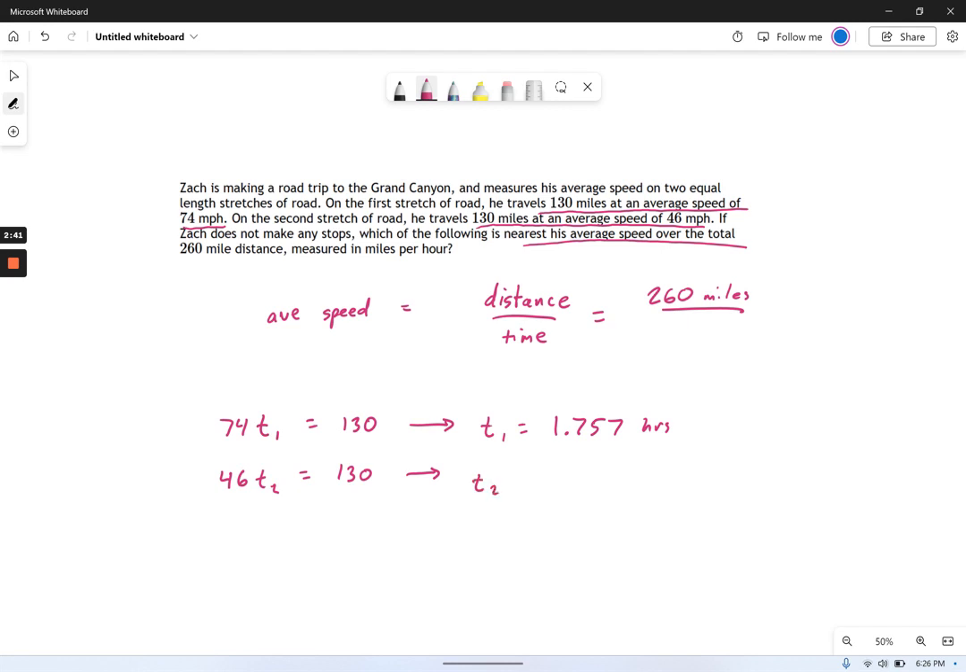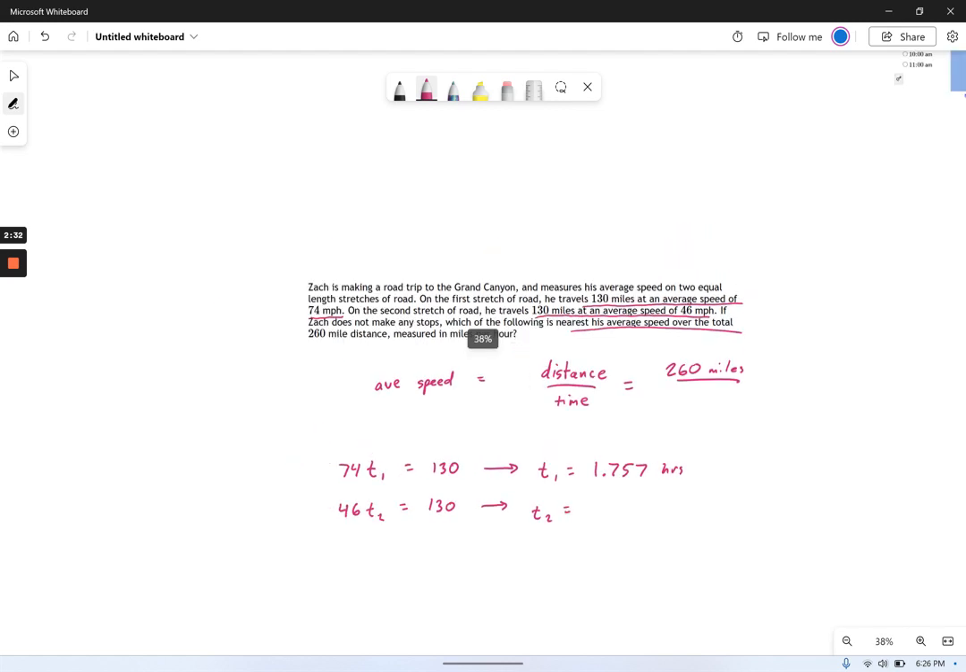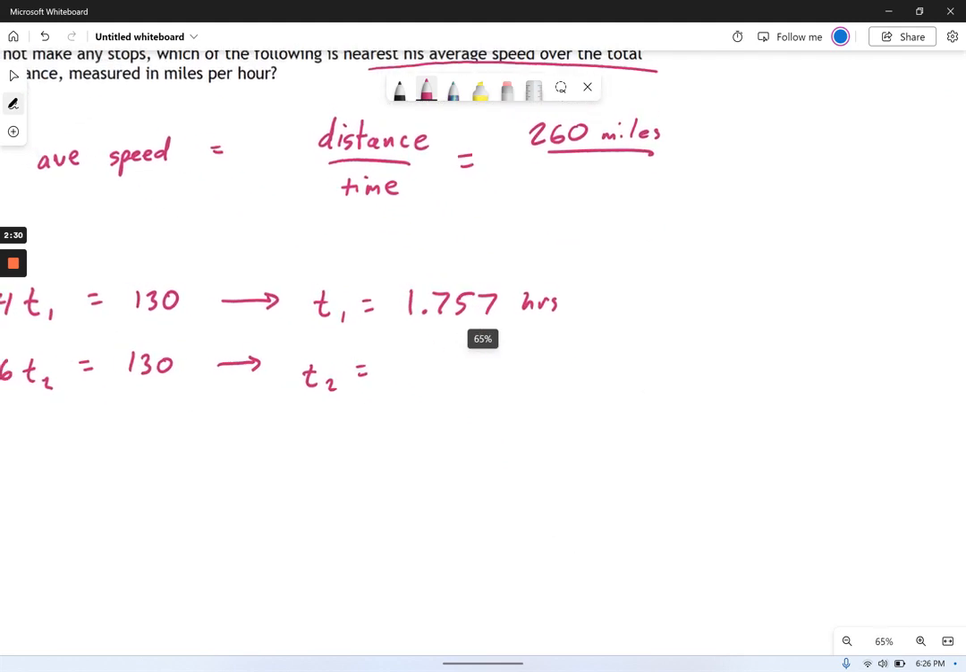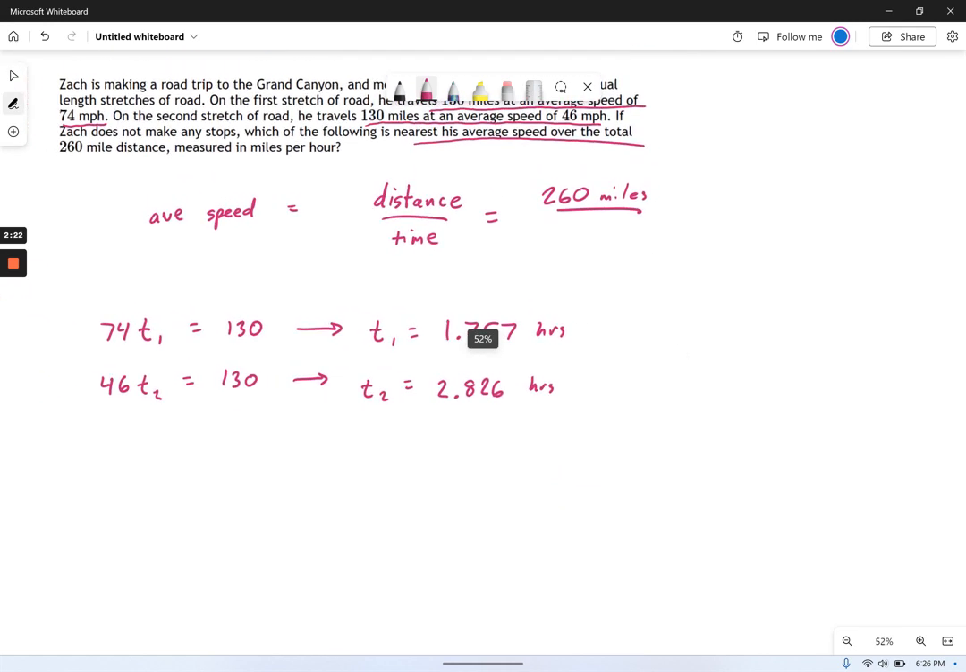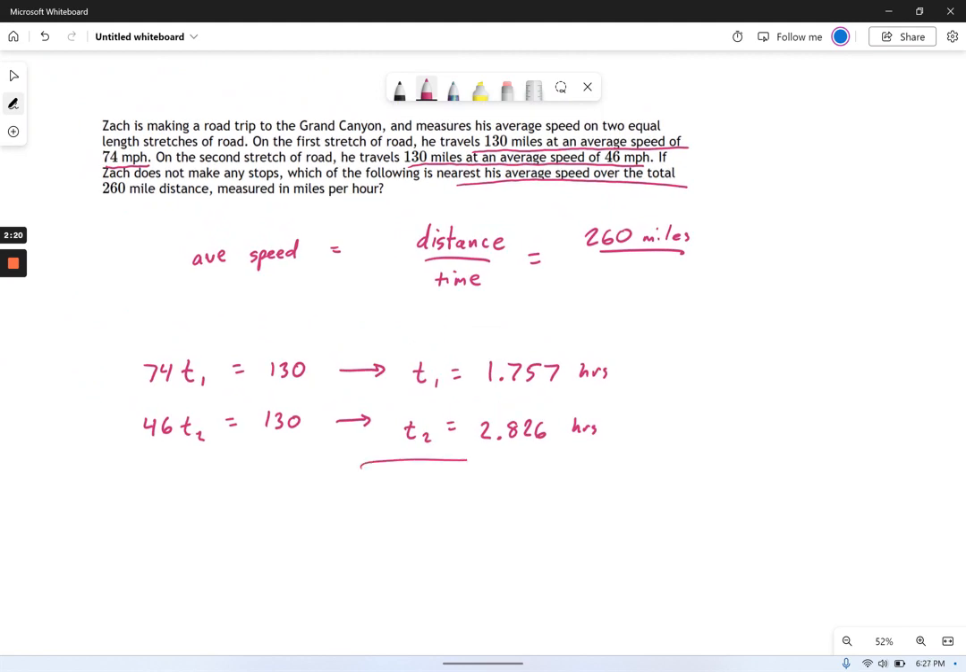So what does T2 equal? Well, we do 130 divided by 46. Now, we'd expect this to be a longer period of time because we're going more slowly. So that's true. We get 2.826 hours, according to my calculator here. All right, great. So all we have to do now is add these things up.